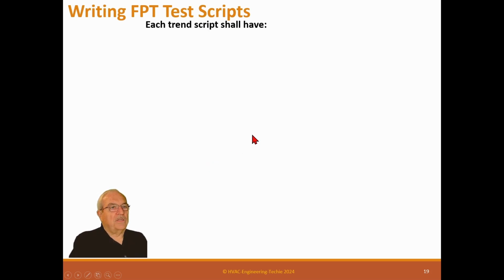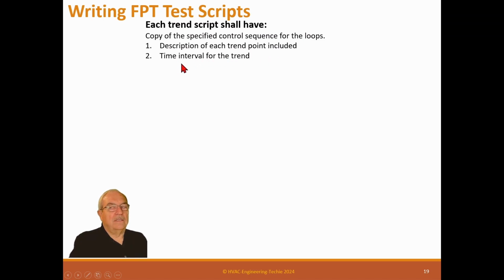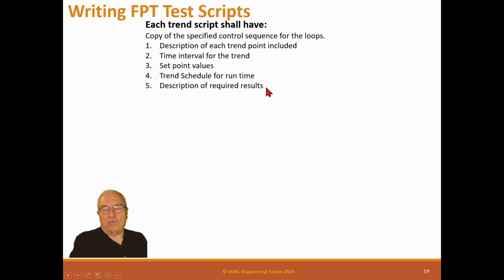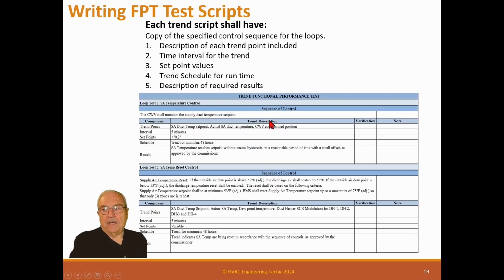Each trend shall have a copy of the specified control sequence for the loops. This makes it a lot easier for the guy out trying to figure it out. Description of each trend point included. Time interval for each trend. Set point values. Trend schedule for runtime. Description of required results. Now here's an example.